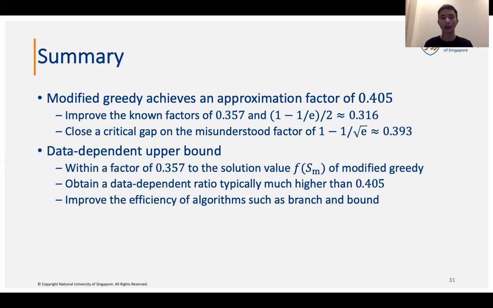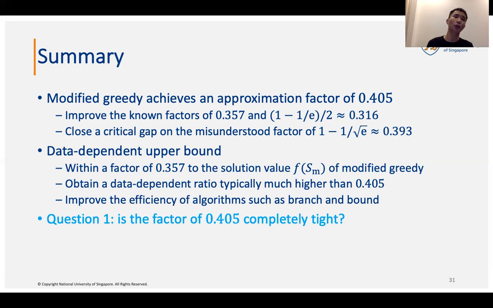And the second, we derive some data-dependent upper bounds. These bounds can be used to benchmark and evaluate the solution quality of any algorithms. And these upper bounds can also be used to improve the efficiency of some algorithms, such as branch and bound algorithms, to find the exact solution.